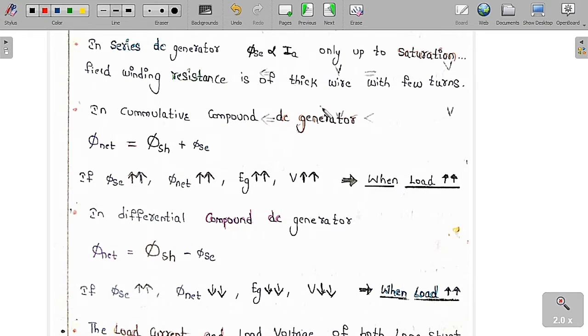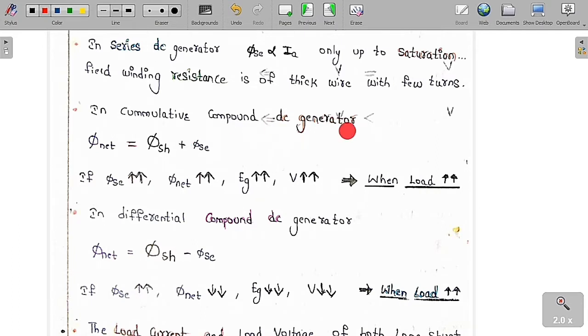After that, flux is constant irrespective of the current IA. So in a DC series generator, phi S is directly proportional to IA only up to saturation. After that, flux is constant irrespective of IA, and the field winding is made of thick wire with fewer turns. Fewer turns means the length is less, and thick wire means the area is higher, so the overall resistance is very low.